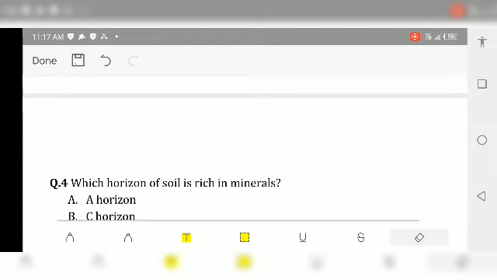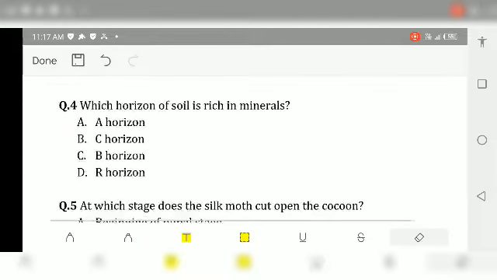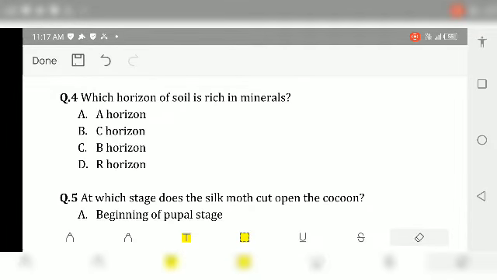Our next question is: which horizon of soil is rich in minerals? The correct option is option C. Layer of the B horizon is hard and compact. So option C, a layer of the B horizon, is the correct option.